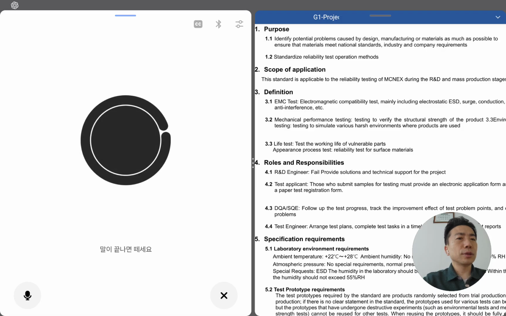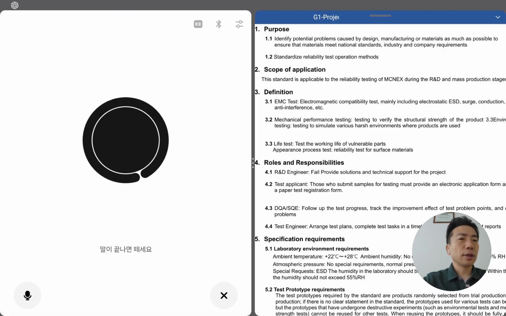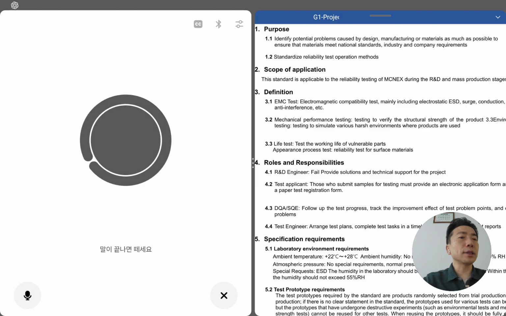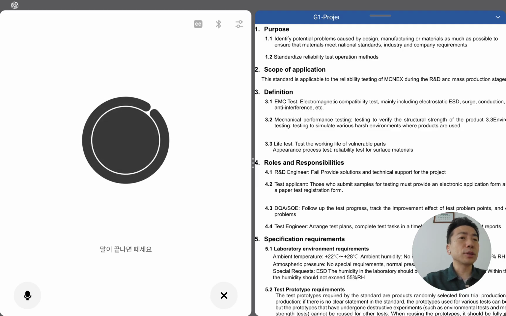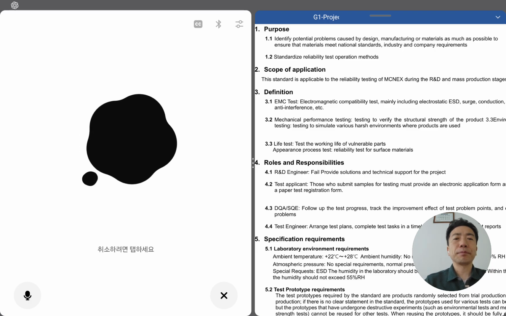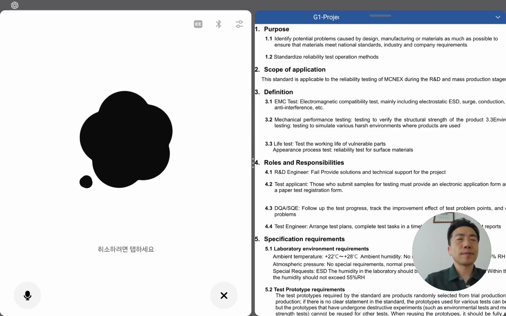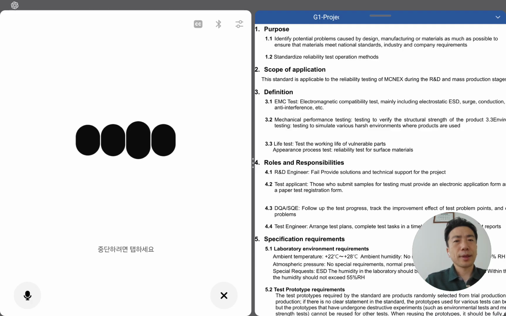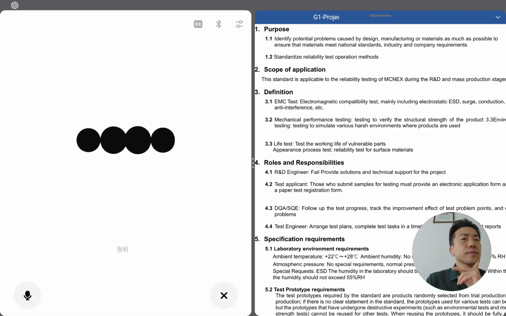Except you said stage twice. There is no word stage between R&D and end word. But you said stage twice. Am I right? You're right, David. Good ear. In the original sentence, it says, "This standard is applicable to the reliability testing of MCNEX during the R&D and mass production stages." So there's just one word stages at the end, covering both R&D and mass production.